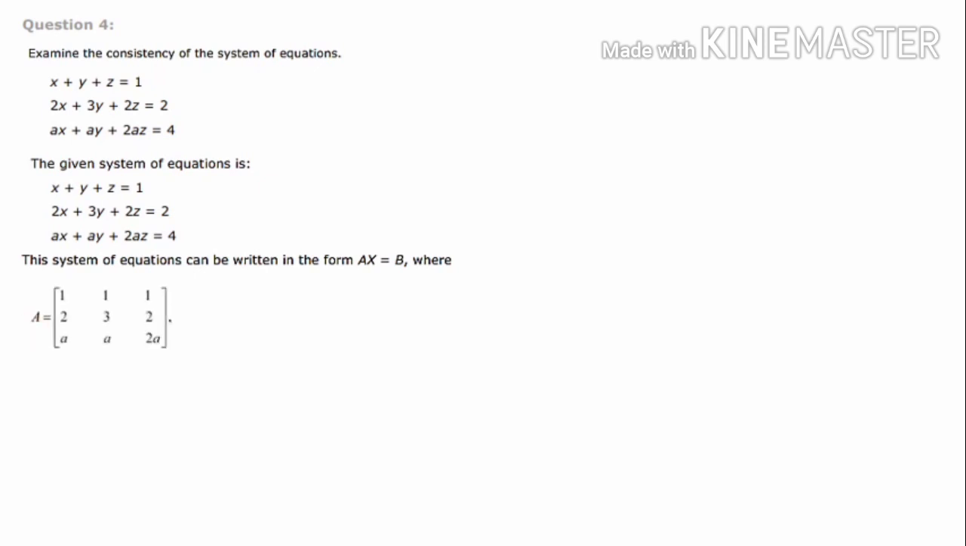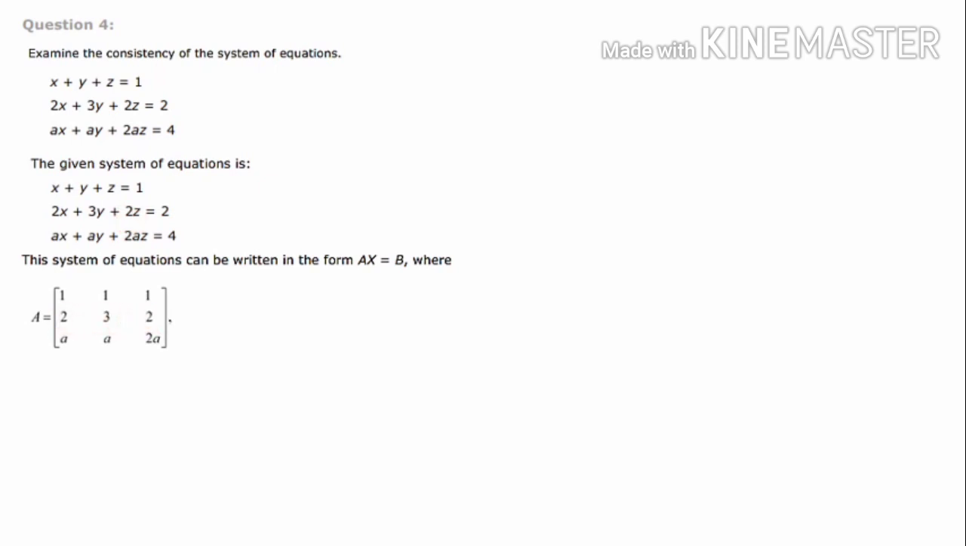So A is the coefficient matrix. Here in the first equation, the coefficients of x, y and z are 1, 1 and 1 respectively. So we have completed the first row by using 1, 1, 1. And in the second equation, the coefficient of x is 2, the coefficient of y is 3 and the coefficient of z is 2. So that we have filled as the second row.